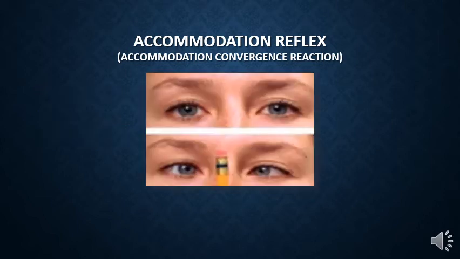As shown in this picture, the eyes are directed from a distant object to a near object, and as a result, both eyes converge and their pupils are in a constricted state.